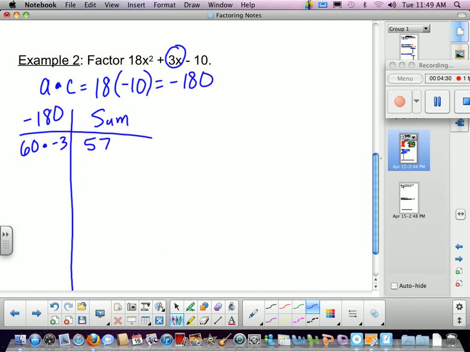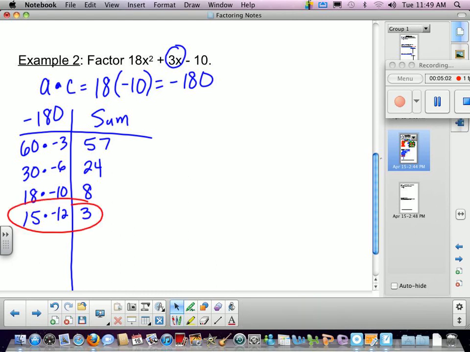We could do 30 and negative 6, which would give me 24. We could do 18 and negative 10, which gives me 8. Then we could do 15 times negative 12, which would be 3. So that's what gives me the 3. Those are the factors that I'm going to use. Again, I set up the box.